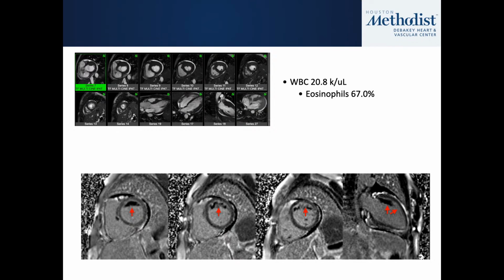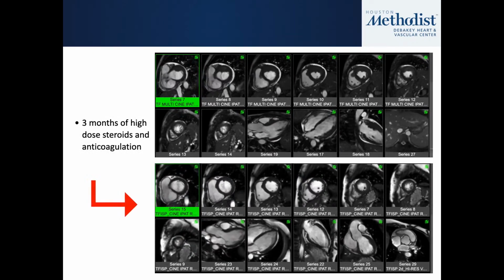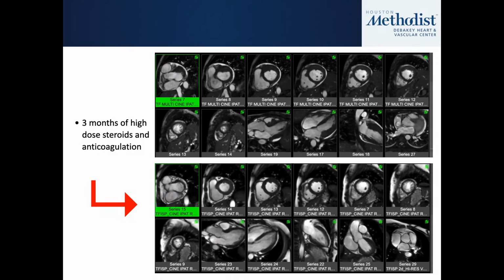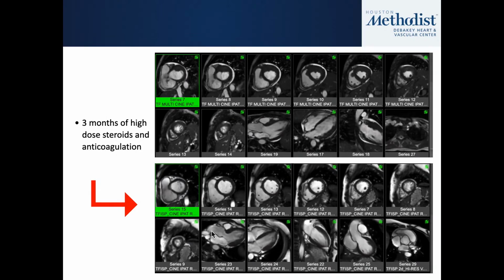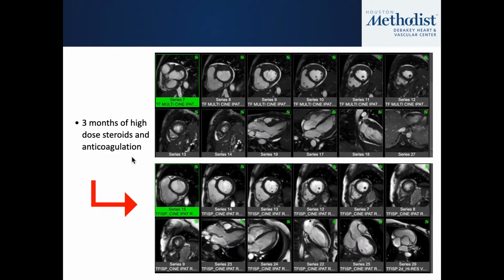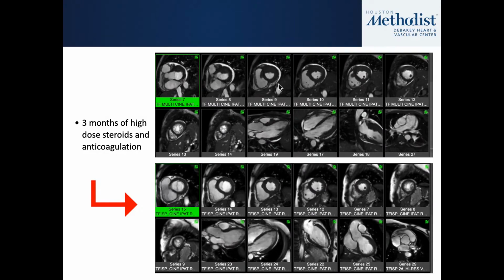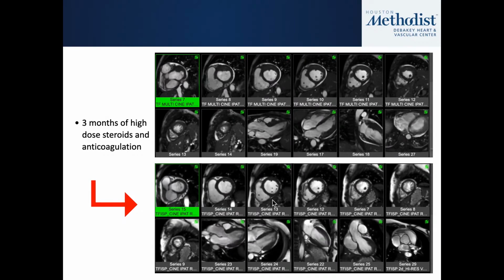This person, in fact, when we looked at her white count, was 20,000 with about 67% predominance of eosinophils. And this, again, is a finding that you see in eosinophilic myocarditis or Loeffler's. I think the advantage of establishing this diagnosis, or at least raising the suspicion of this, is because from a therapeutic standpoint, this patient now went on to receive high-dose steroids as well as anticoagulant therapy.